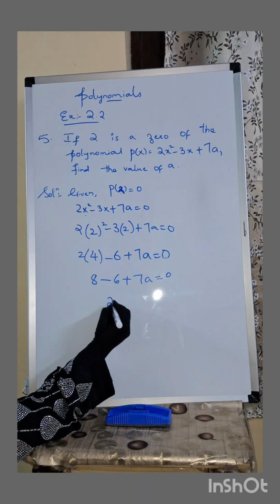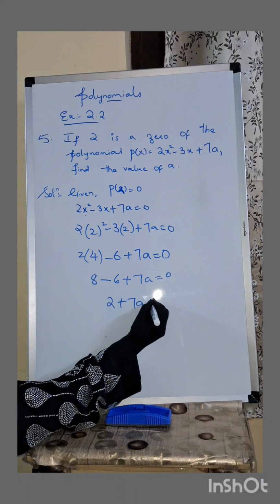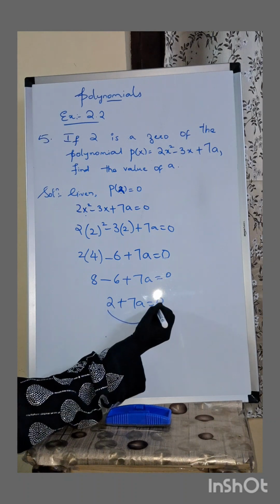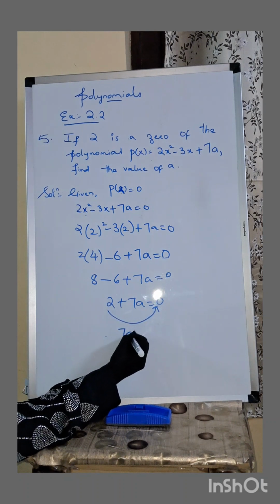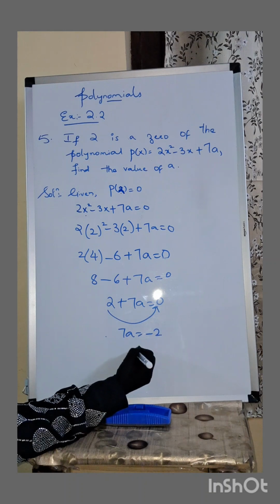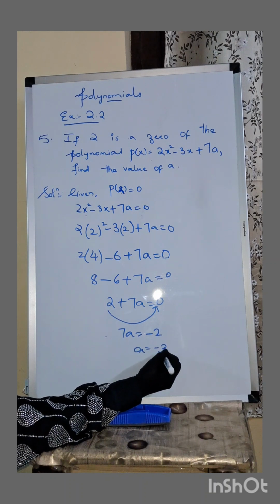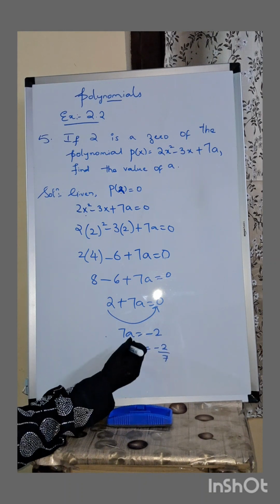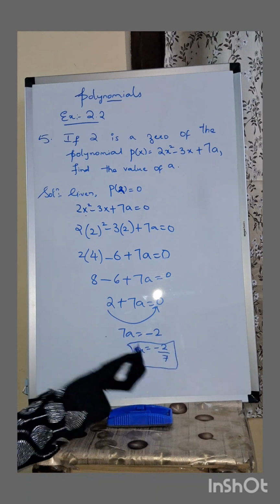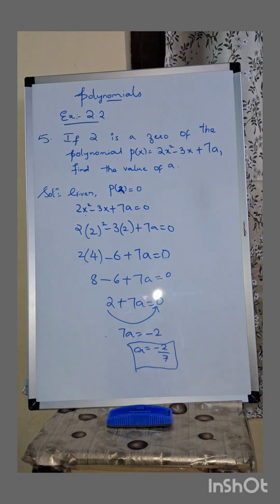So 8 minus 6 is 2. 2 plus 7a = 0. If I send +2 to that side, it will become -2. So 7a = -2 and a = -2 by 7. So the value of a is -2 by 7. Okay, right?